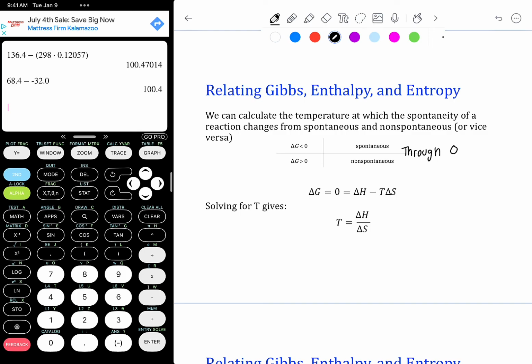So if we take our delta G equation and set delta G to 0, we can rearrange this equation now to solve for T. And that T that we solve for will then tell us the temperature at which we change from spontaneous to non-spontaneous. So that rearrangement is shown below, where T is equal to delta H over delta S. And again, that delta H and that delta S could be given, or you would have to solve for that using our thermodynamic values of entropy and enthalpy.